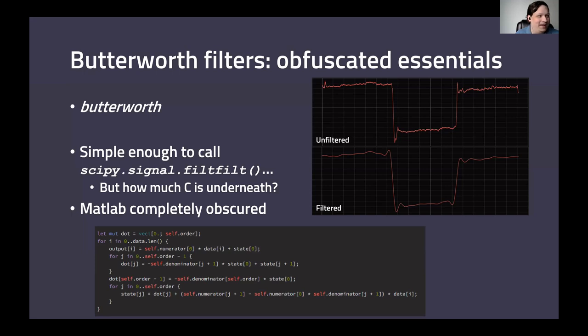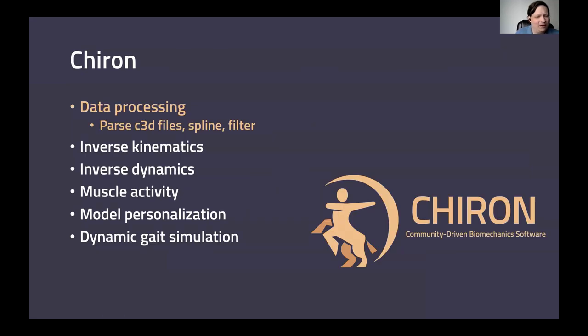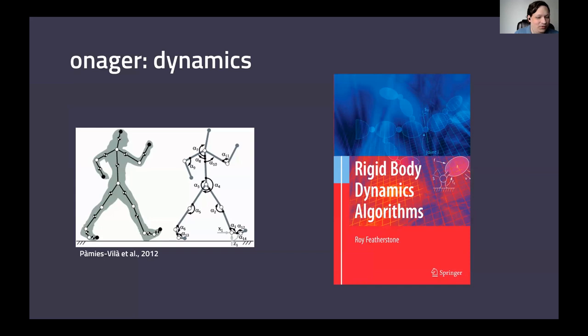But if we're going to write biomechanics from the beginning, we have to be really conscious of our data science and our numerical methods. So with Chiron, we are pretty happy with how data processing is all coming along. So we're starting to move more into inverse kinematics and inverse dynamics, get into the physics simulations. So that's where Onager comes in. That's our current crate in development. That is our physics engine.